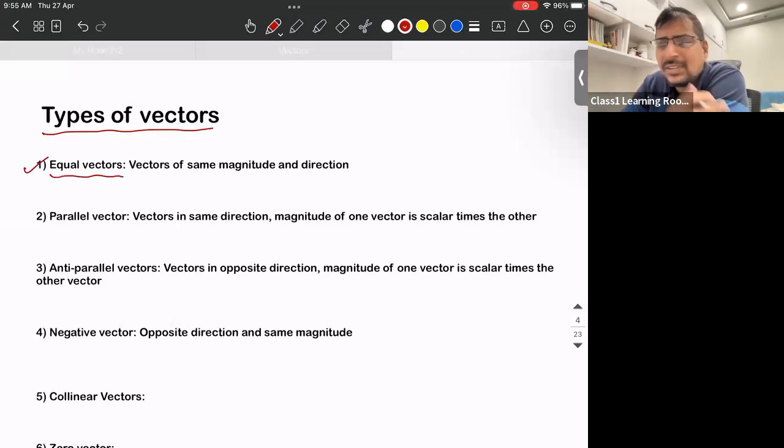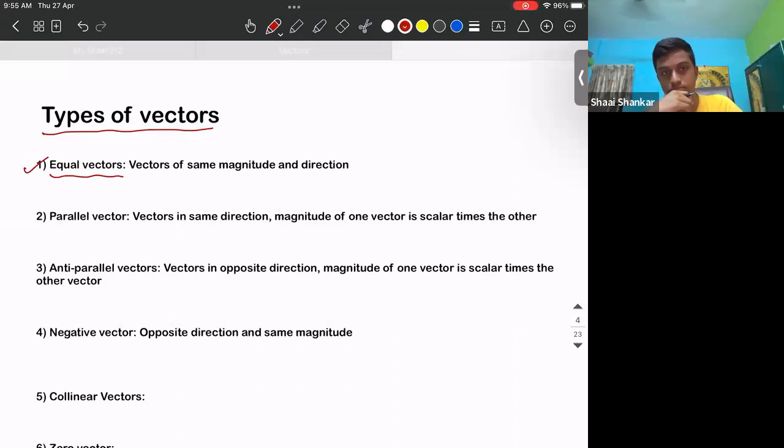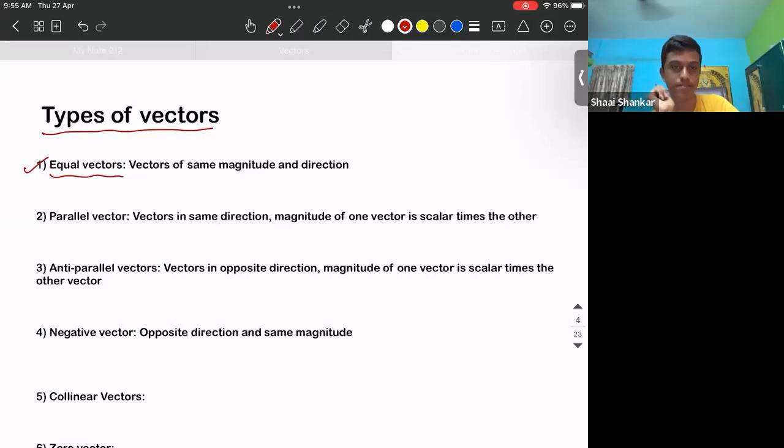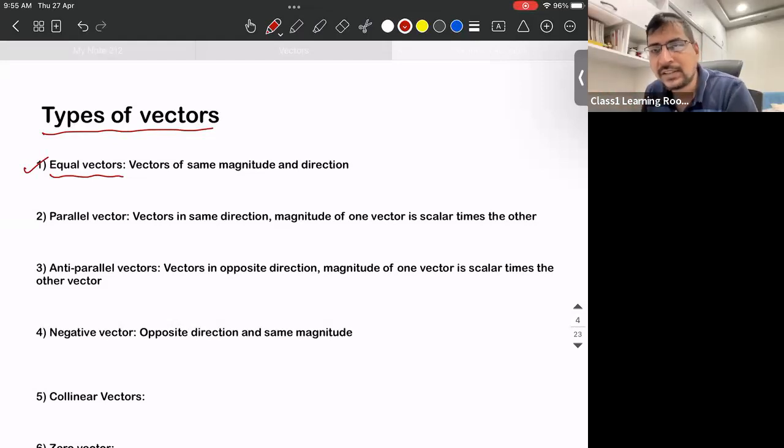equal vectors. As the name suggests, whenever I speak about the equality of two vectors, they need to be the same in terms of direction and magnitude. If I give you two vectors and ask whether they are equal, what test will you run? You will see whether both vectors are in the same direction. If the length of both vectors is the same, then you can say they are equal vectors, vectors of the same magnitude and direction. That is the theoretical part.